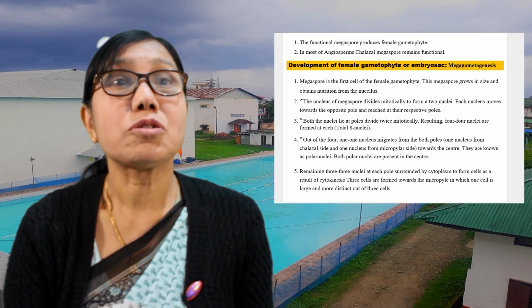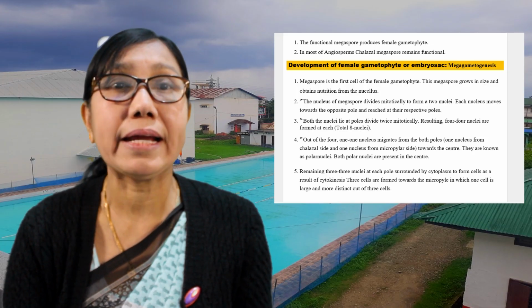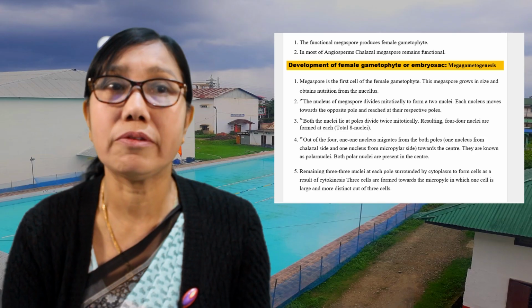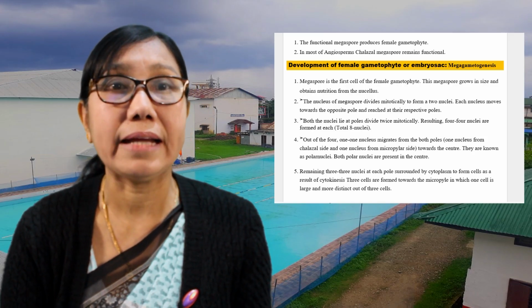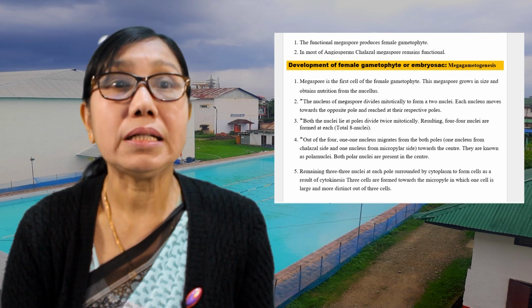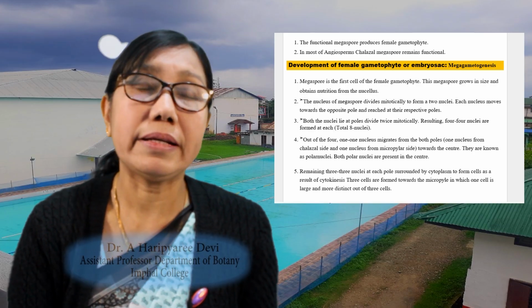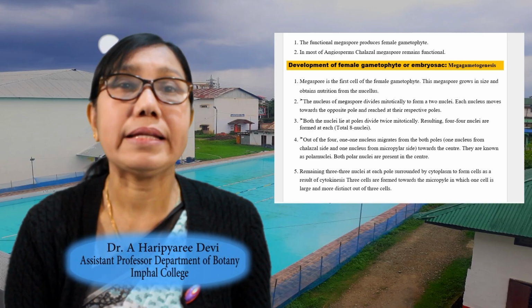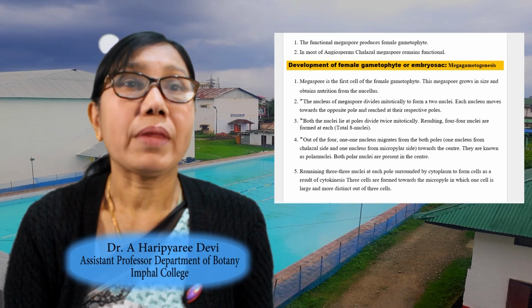But for the time being, there are only 8 nuclei in the normal or general type of embryo sac. So out of the 4 at each pole, one nucleus migrates from both the poles, 1 nucleus from the chalazal end and 1 nucleus from the micropylar side, towards the center. They are known as the polar nuclei. Both polar nuclei are present in the center. Both of them are n and n. Later they will fuse. We will discuss it again later.